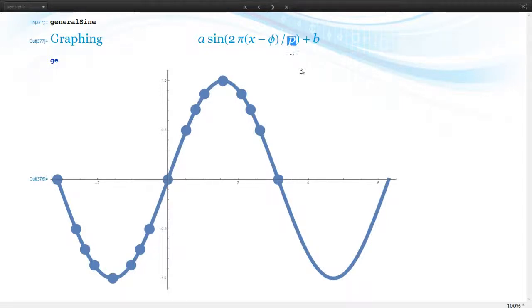P is going to be the period of the trig function, and since the x is being divided by it, this will correspond to a stretch or a compression, because it's a coefficient on the inside of the function. Phi will represent a horizontal shift left or right, for the same reason that subtracting or adding to the inside of a function will shift the function left or right. And B is going to be a vertical shift, for the same reason that when you add to the outside of a function, your function moves up and down.